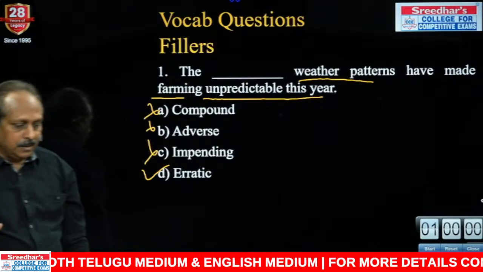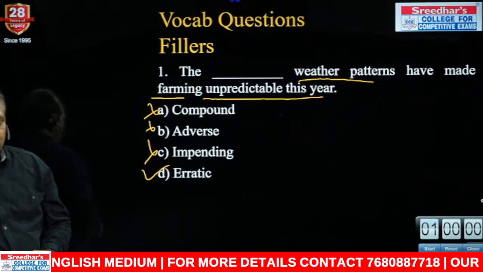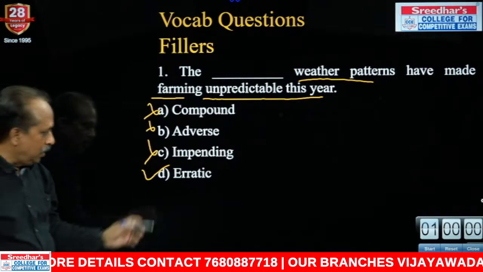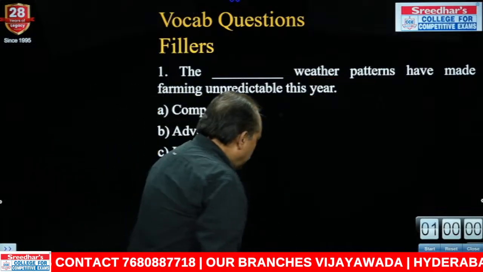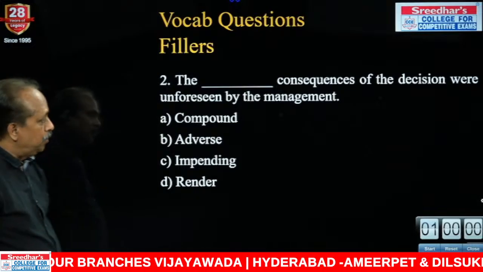Erratic weather patterns. Unpredictable weather patterns make farming unpredictable. Obviously, you have to use the word erratic. I appreciate those who have chosen the fourth option. Some students go for adverse, not the right word.